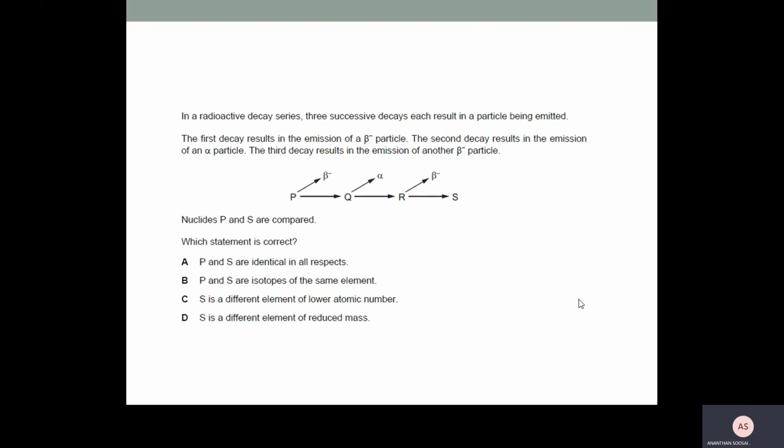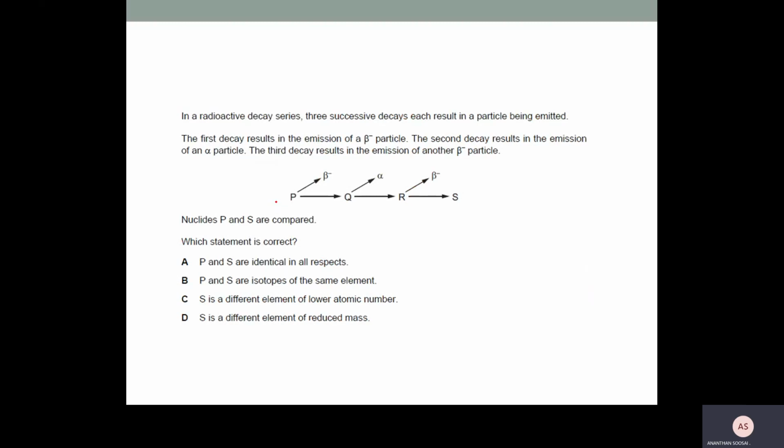P releases beta to become Q. Q releases alpha to become R. R releases beta to become S. P and S are identical in all respects. True? I think the alpha is going to change the nucleon number, so I don't think so. So what's the answer? P and S are isotopes of the same element. P and S, are they the same element? Yes, the proton number is the same. Correct?